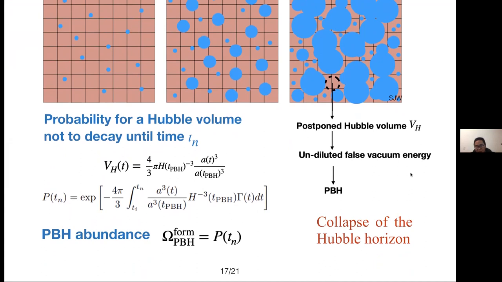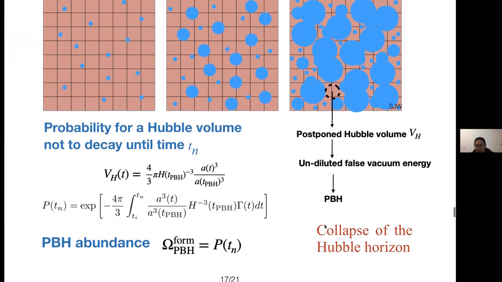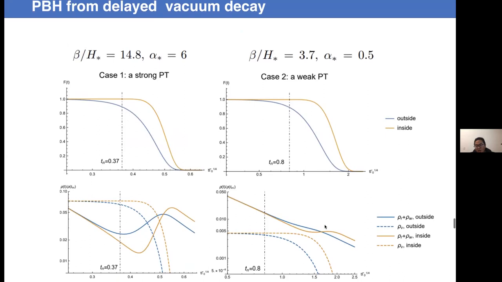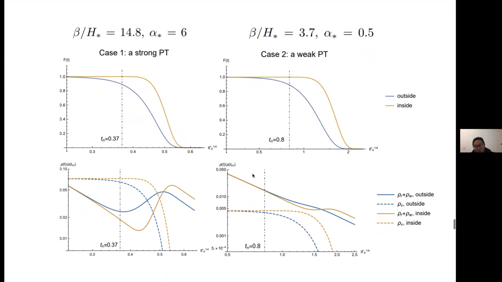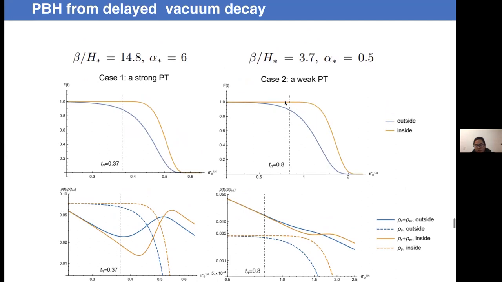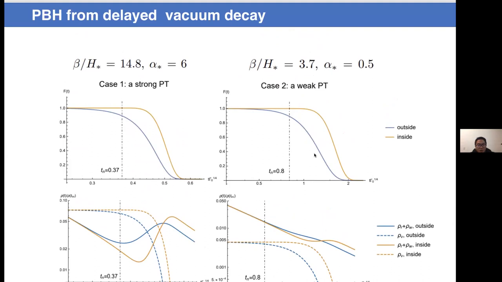Here is the primordial black hole. Here we have the collision of the Hubble horizon. And then you can see that outside and inside these places, maybe we have different densities of the volume. Here it corresponds to the false vacuum decay. We need to keep in mind that we are considering pretty slow phase transition processes.